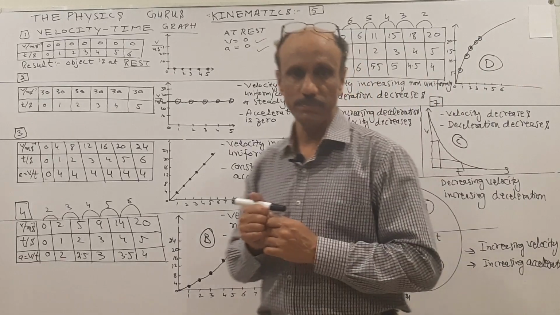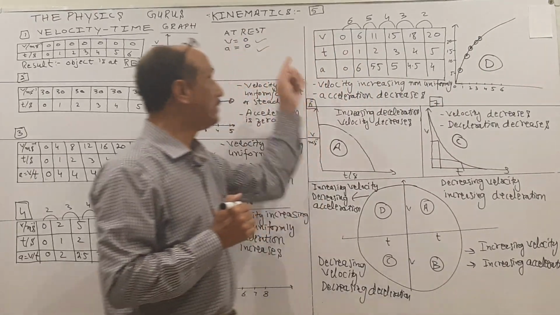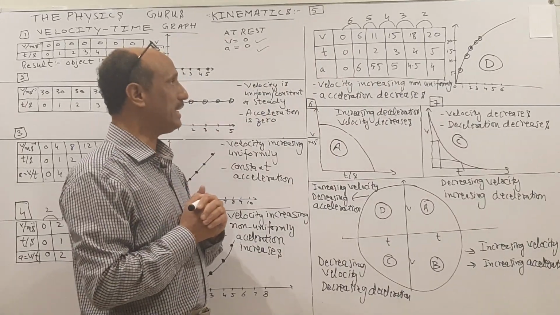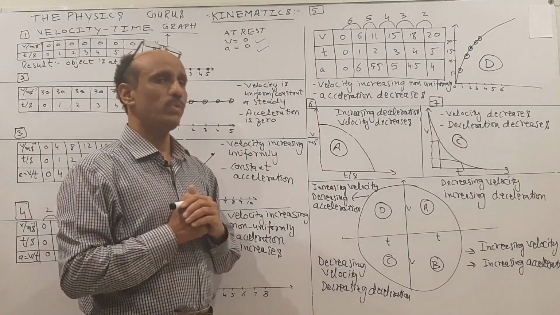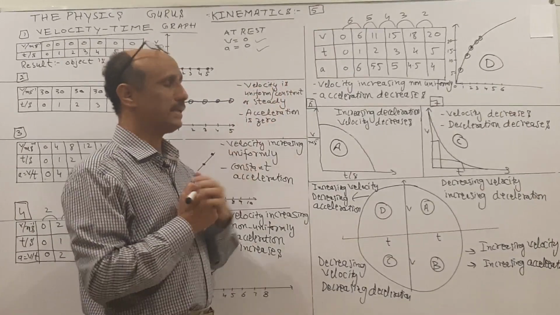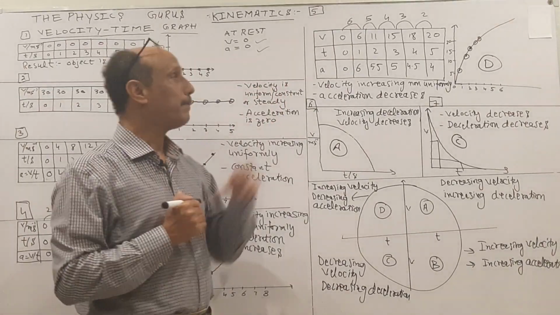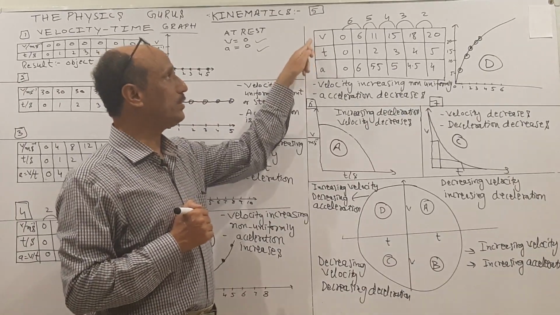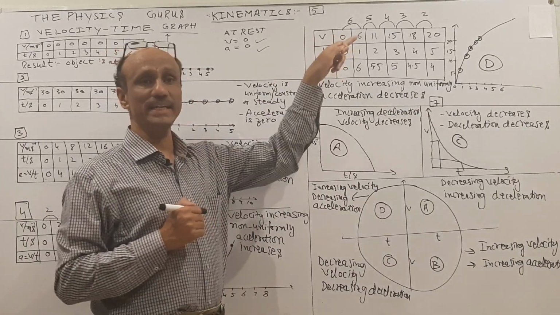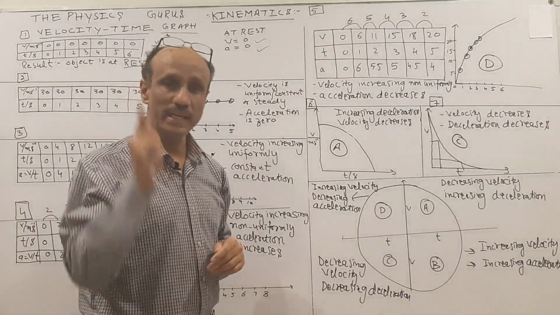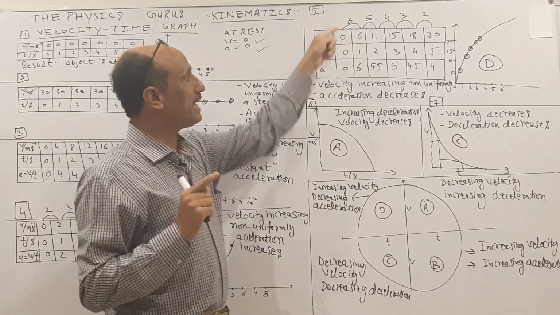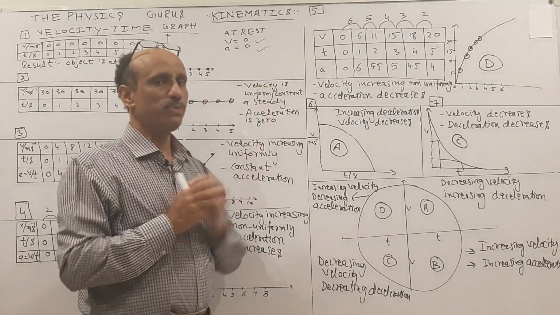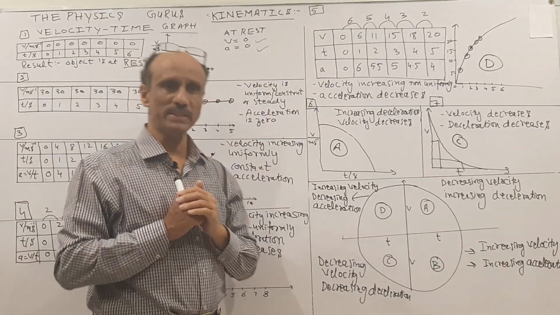The next one is graph number 5. The values are given in the table and I have calculated the acceleration as well. Now what you will observe is that the acceleration is decreasing. But what about the velocity? You can see that velocity is 0, 6, 11, 15, 18, 20. Velocity is still increasing. But I have calculated the rate of increase of the velocity as well. In the first 1 second, the velocity increases 6 meters per second.